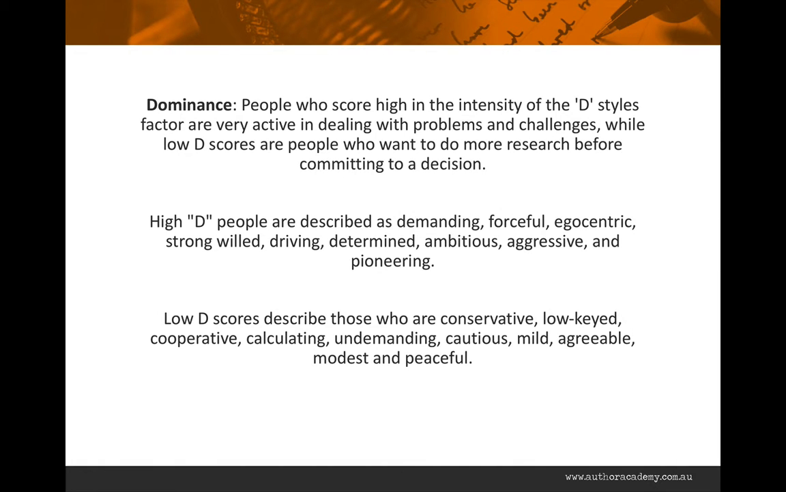Okay, now dominance. These are people who score high in the intensity of the D styles factor. They are very active in dealing with problems and challenges, while low D scores are people who want to do more research before committing to a decision. High D people are described as demanding, forceful, egocentric, strong-willed, driving, determined, ambitious, aggressive and pioneering. Low D scores describe those who are conservative, low-keyed, cooperative, calculating, undemanding, cautious, mild, agreeable, modest and peaceful.